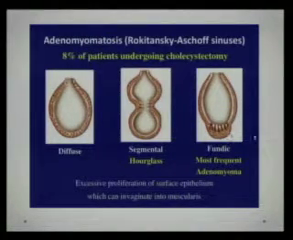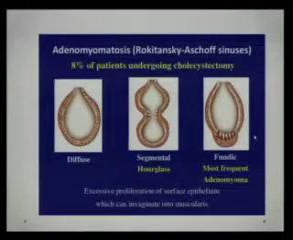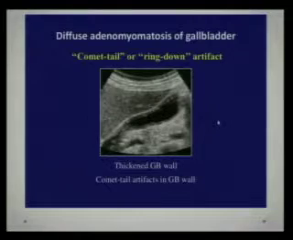And then you have the fundic form, which is the most common, and the focal fundic form is also known as an adenomyoma. Let's look at this. Now, diffuse adenomyomatosis of the gallbladder.